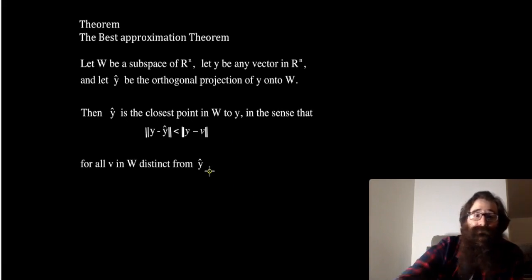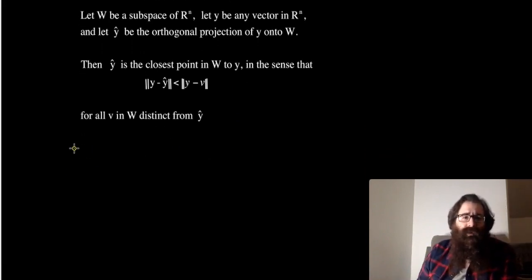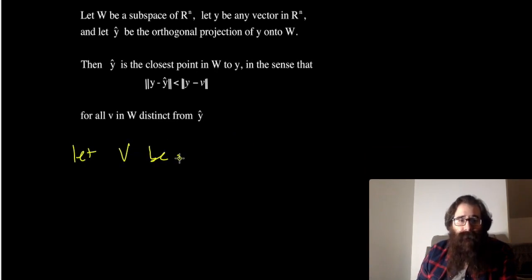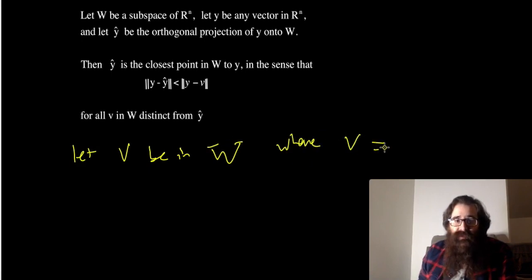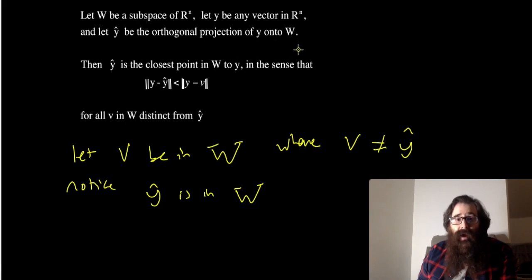Let's see if we can prove it. And we'll get all sorts of stuff going here. So let's go ahead and start with the following. Let v be in subspace W, where v does not equal vector y hat. And notice that y hat is in W, since y hat is the orthogonal projection of y onto W, so I'll write that down here.